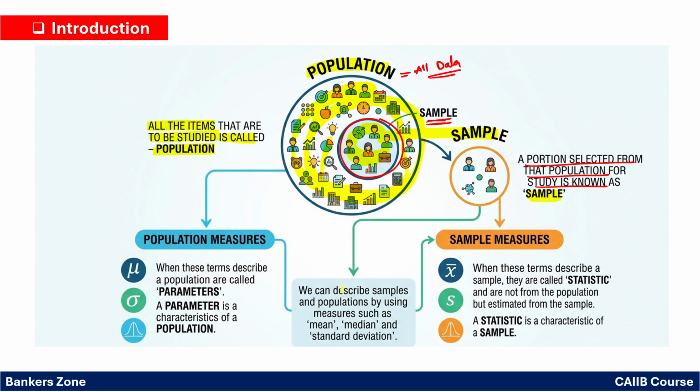Now see, we can describe the sample and the population using measures. It can be the mean, median or the standard deviation. The terms used for describing the population we call parameters, and the terms used for describing the sample we call statistics, right? So remember, P for population, P for parameter, S for sample and S for statistics. Parameter is the characteristic of the population and statistics is the characteristic of the sample.